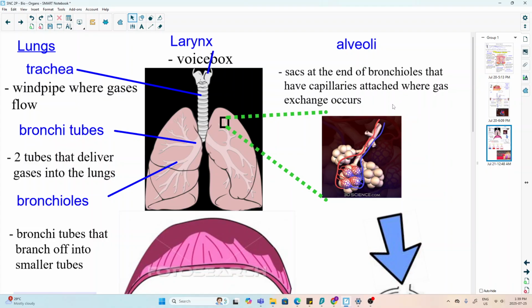So when you breathe in oxygen, this is where the oxygen gets into your blood. You'll see these red and blue veins, or arteries, those are capillaries. Capillaries are smaller versions of veins and arteries, and they hug the sacs. They surround the sacs, and between the alveoli and the capillaries, that's where the gases get exchanged.